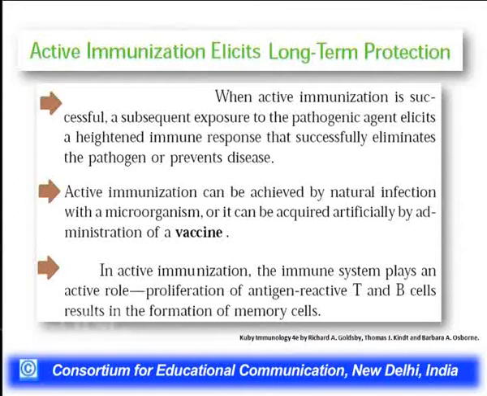Now, active immunization mainly consists of vaccine development and vaccine strategy. In active immunization, the immune system plays an active role, where there is a proliferation of antigen-activated B cells and T cells, which results in the formation of memory cells. Because of the presence of these memory cells, there is long-term protection from that particular disease.